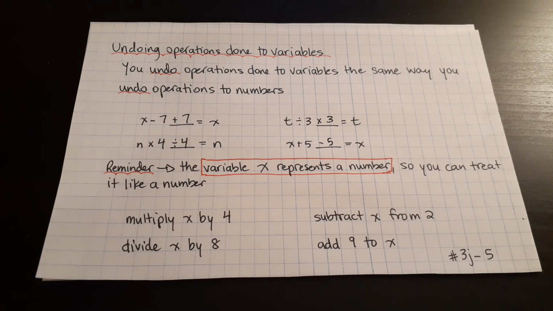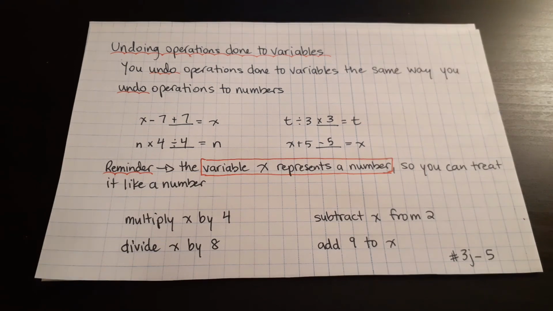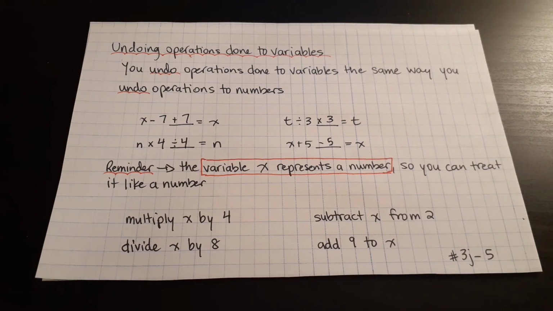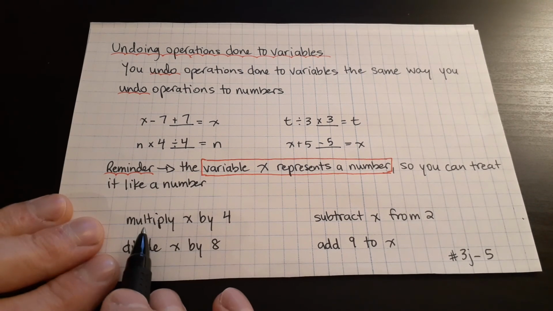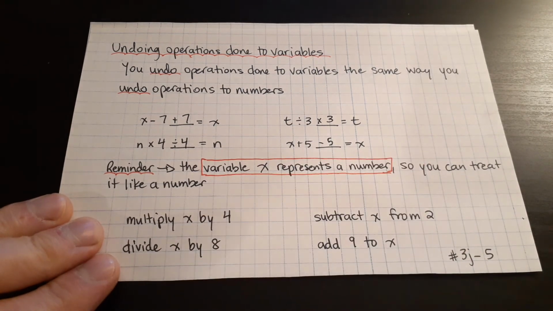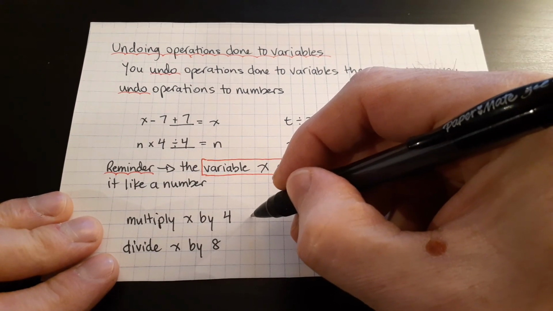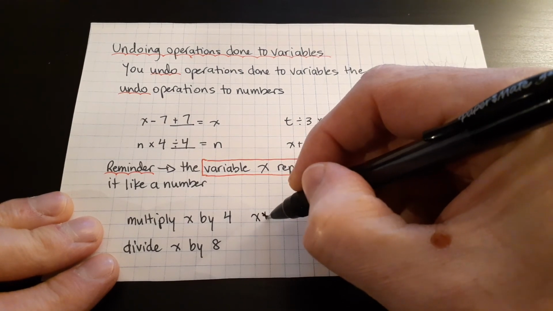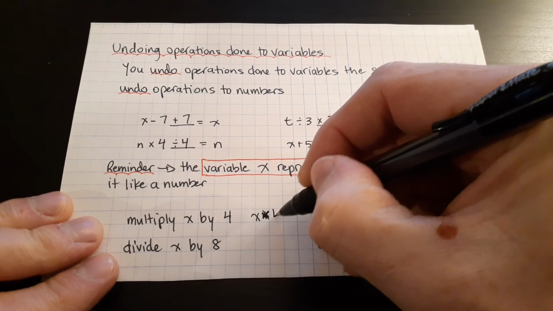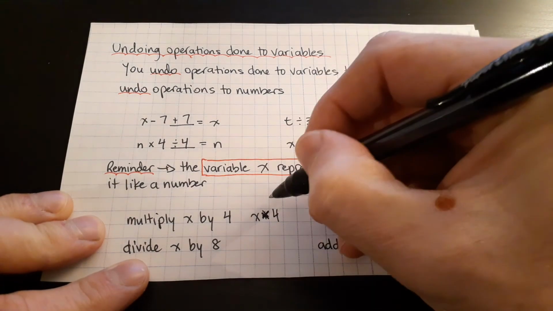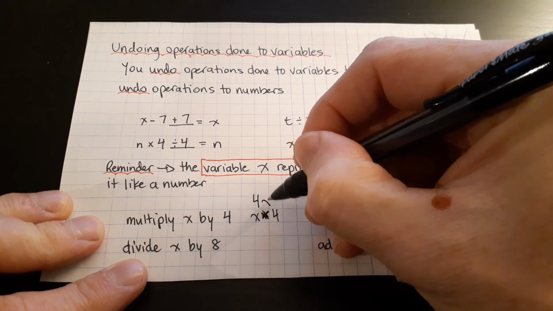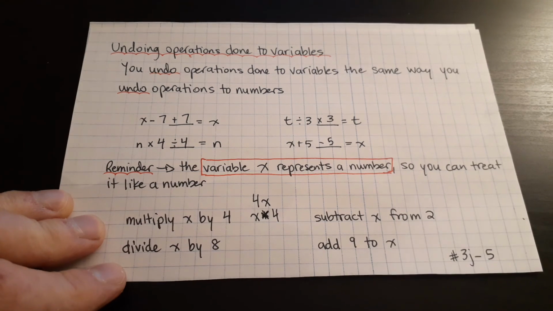Now, the next part that I wanted to remind you of is that the variable x, or any variables in algebraic expressions or in equations, represent numbers. So you can treat them like numbers. Here's some practice we can do with that. If you multiply x by 4, we know a couple of different ways to write it: x times 4, or we could say 4x, which also means 4 times x.